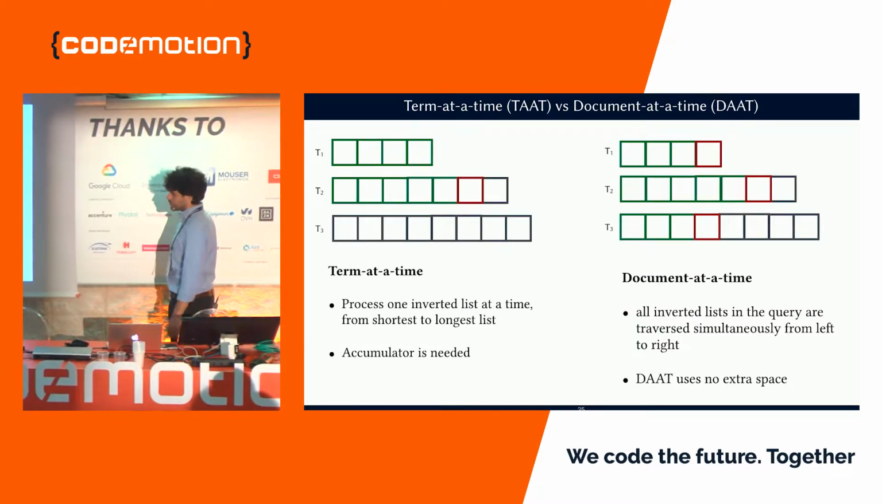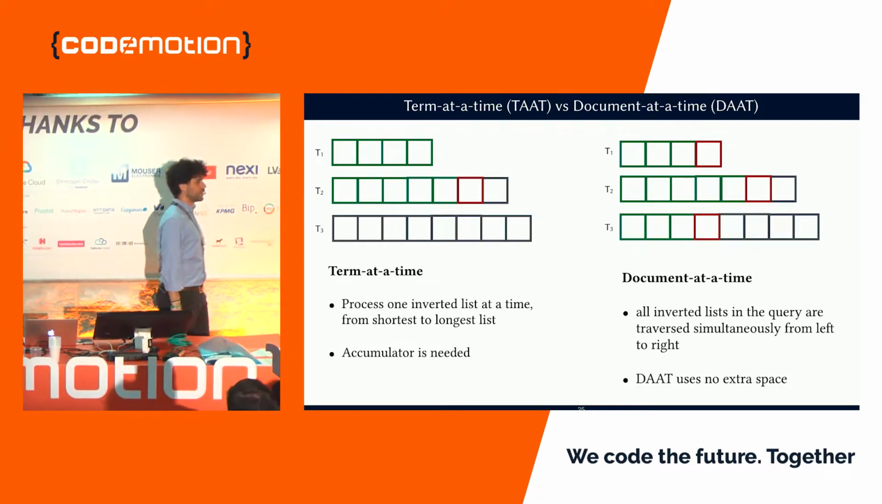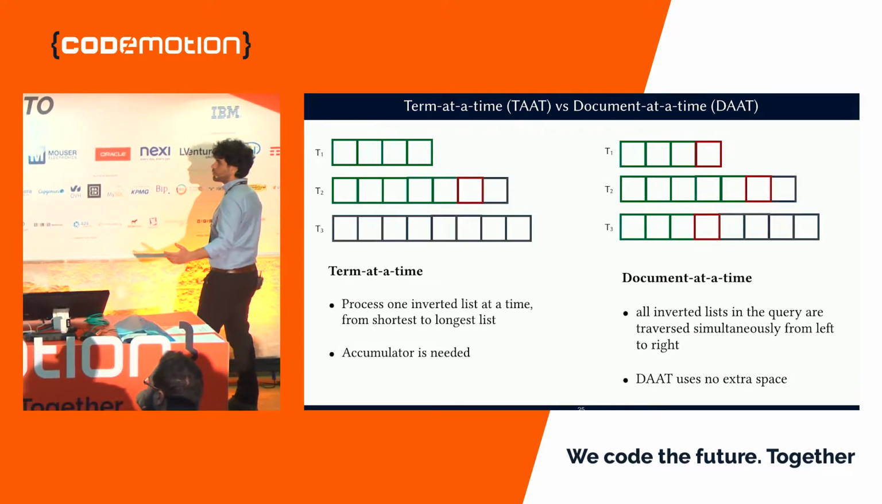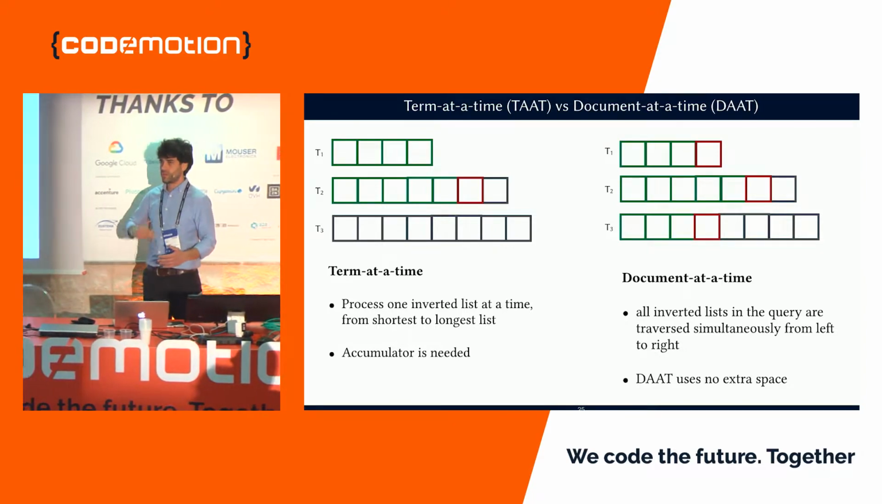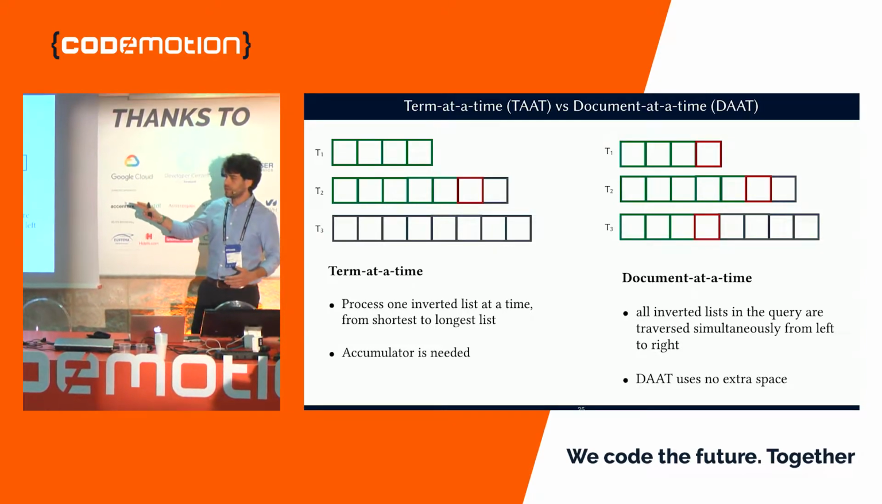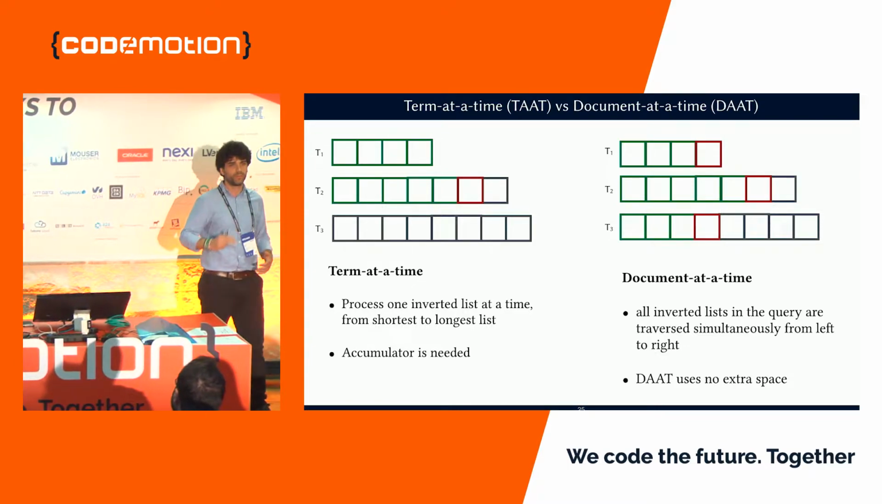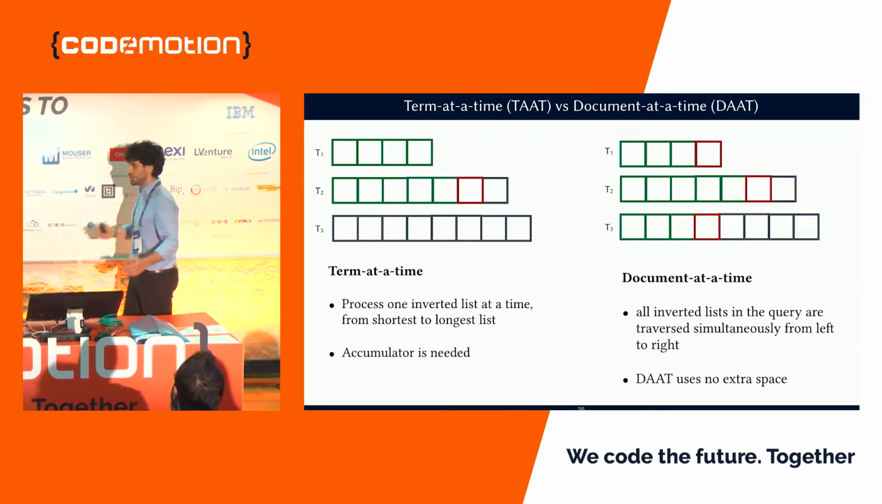When you perform query processing, there are two main techniques. One is term at a time. The other one is document at a time. Each of them has its own advantages. With term at a time, you process one term first. Then you go to the second term, the third one, and so on and so forth. You have to use an accumulator, storing intermediate results from one term to the other, which needs additional memory. But it's faster if you have a lot of terms.